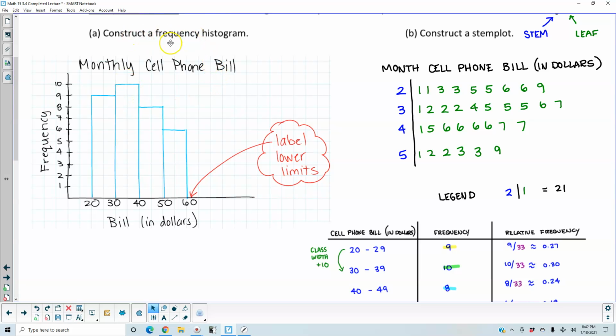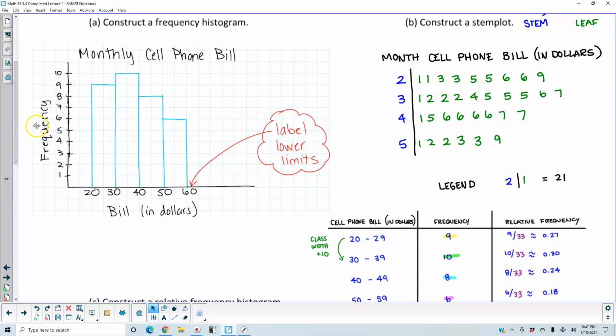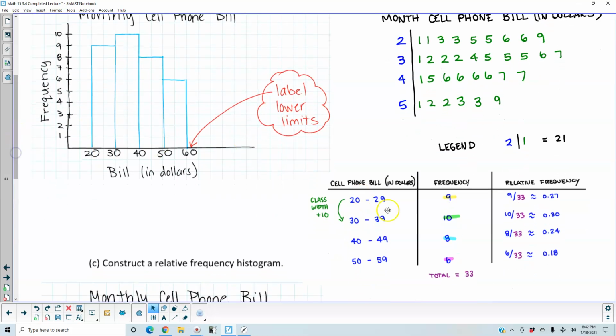Now, when we construct a frequency histogram, remember that the vertical axis is the frequency. If we take a look at the frequency, the lowest is 6 and the highest is 10. So we're going to go all the way up to 10, since the highest is 10.